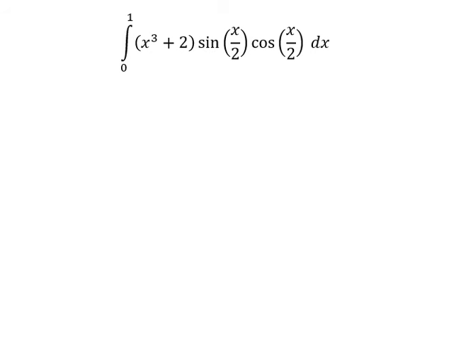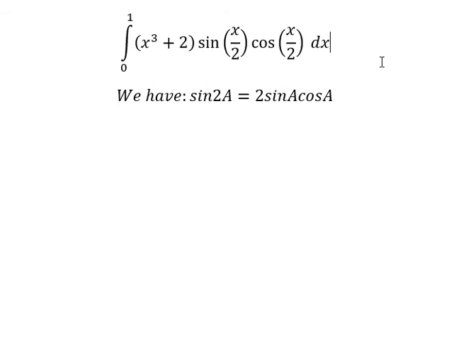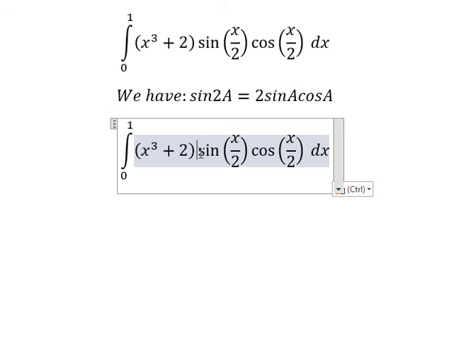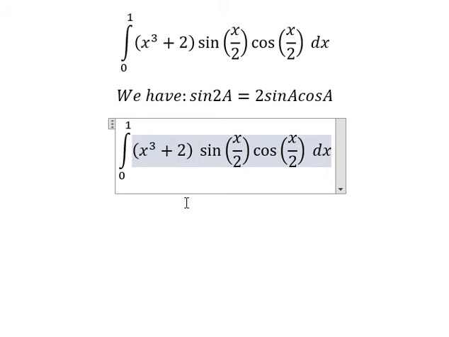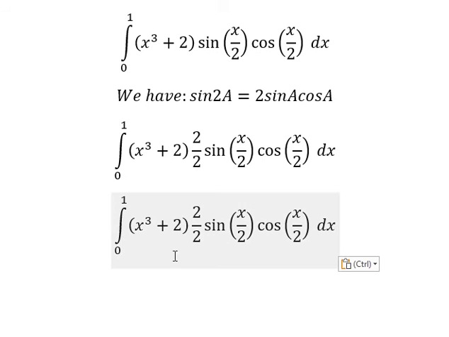So now I will show you how to answer. We have the formula in here: sine 2a equals 2 sine a cosine a. So to create sine 2a, we need to have number 2. In here, we don't have number 2, so we need to put 2 over 2. So 1 over 2 I will put in here.